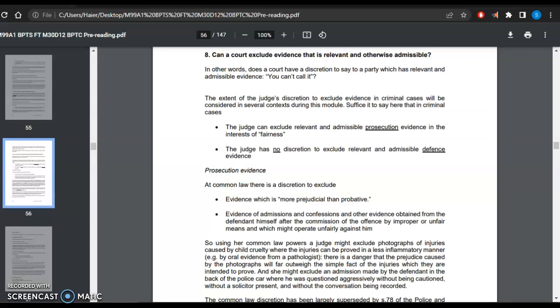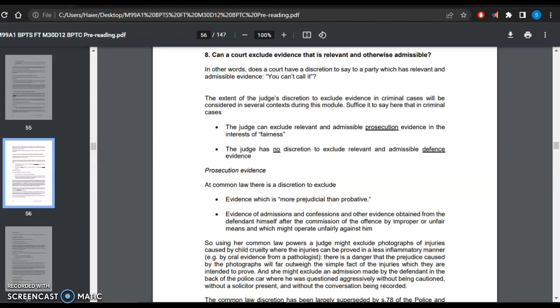The judge can exclude relevant and admissible prosecution evidence in the interest of fairness. For example, when something is not allowed by the court of law, like phone tapping, evidence gained through phone tapping could not be used to prove the prosecution case, and the court will have to exclude that evidence so that prejudice is not done against the defense.